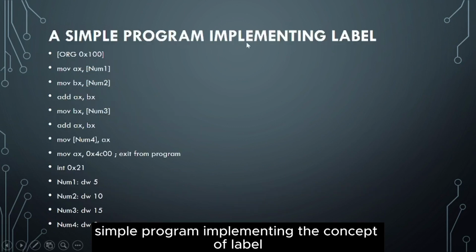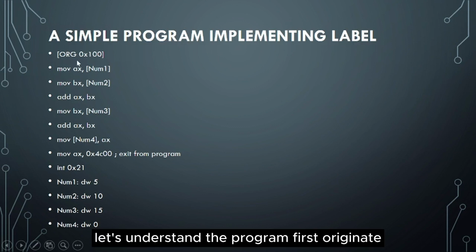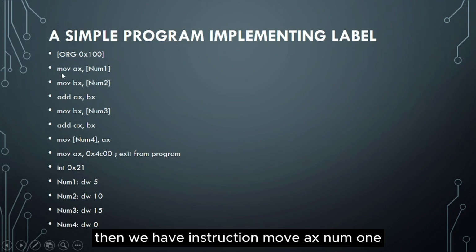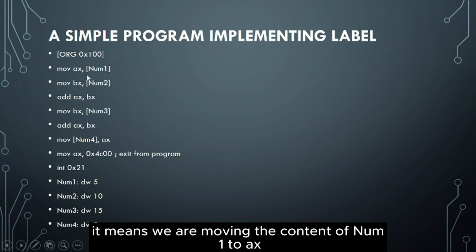A simple program implementing the concept of a label. Let's understand the program first. Org 0x100 is indicating the start of the program. Then we have the instruction mov ax, [num1]. It means we are moving the content of num1 to ax.